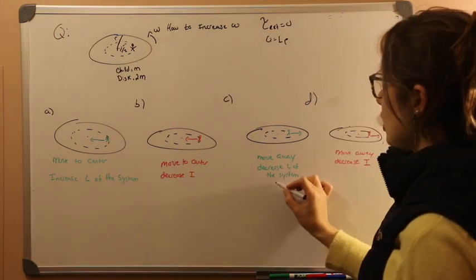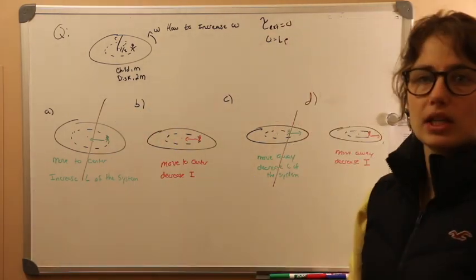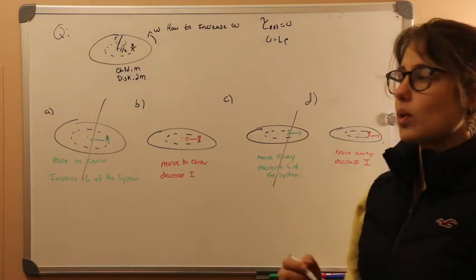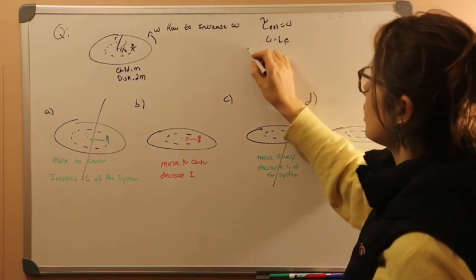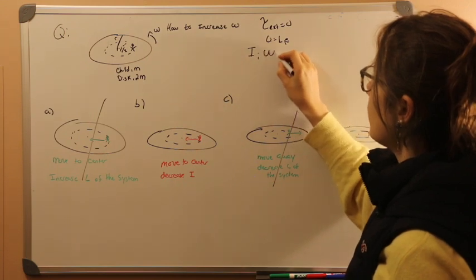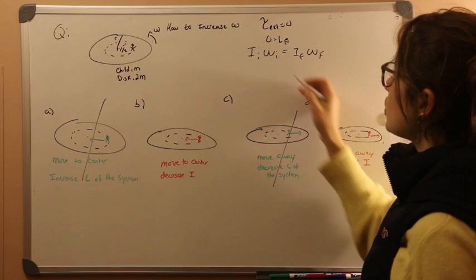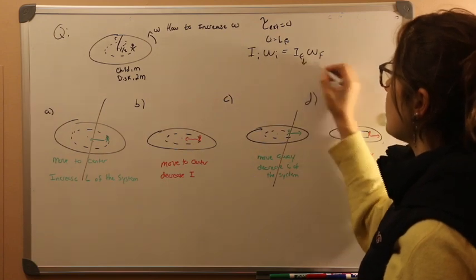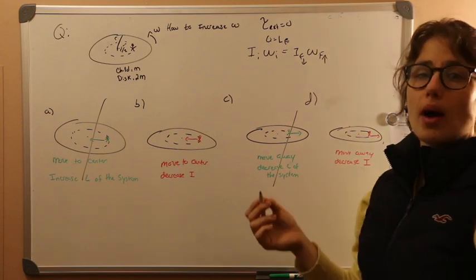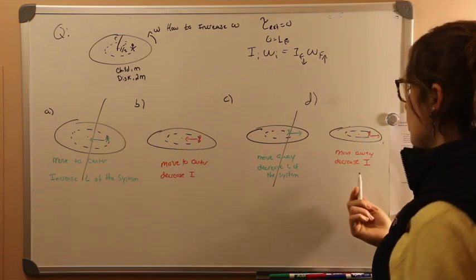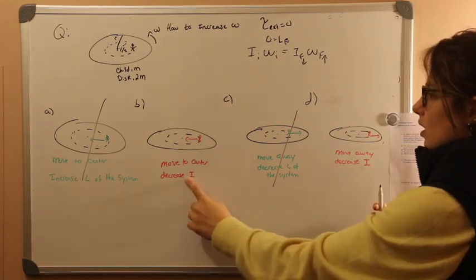So anything that's talking about changing the L value of the system just can't be the correct answer, because here angular momentum is going to be a conserved quantity. In fact, L initial equals L final is what's going to get us to our answer, because we can say I initial omega initial equals I final omega final. So if we drop the I value, then our omega final value will have to go up. So we want the option to decrease I. Which one of these actually decreases I?